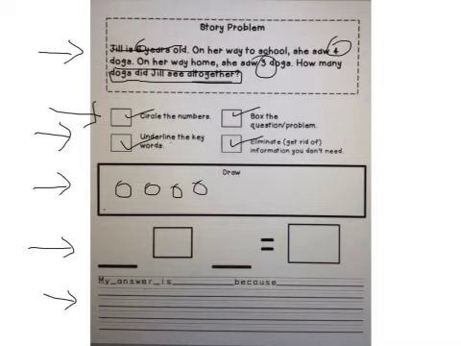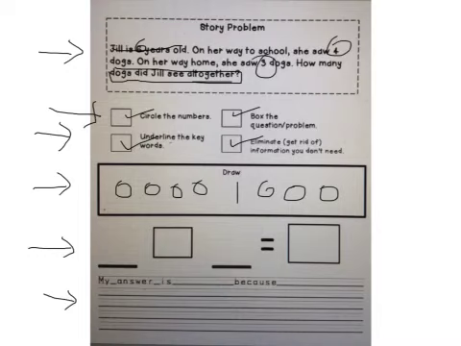Okay, then I'm going to put a line here because now I'm going to draw the number of dogs she saw on the way home. And I know that she saw 1, 2, 3. Look, that's not a very good circle, and I'm not even worried about it. Okay, I'm looking to figure out how many dogs Jill saw all together.